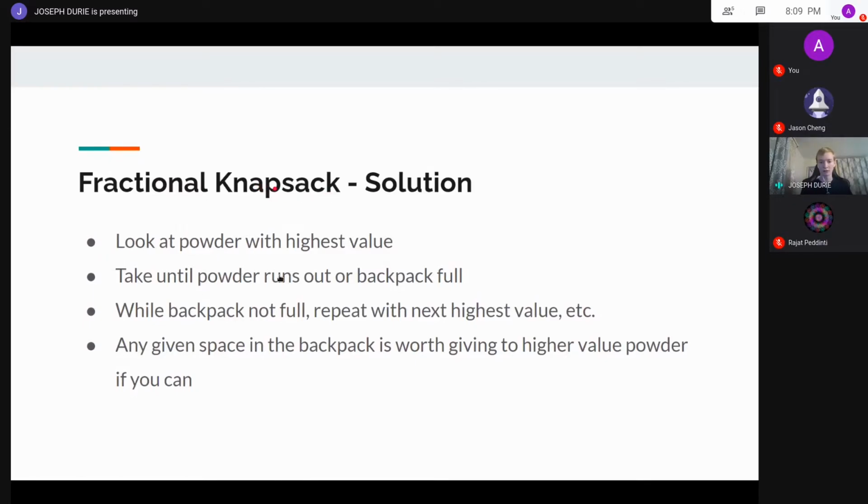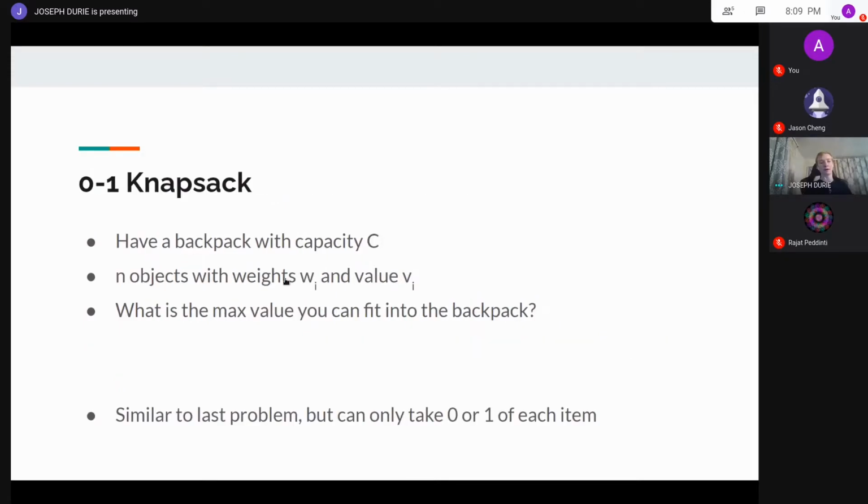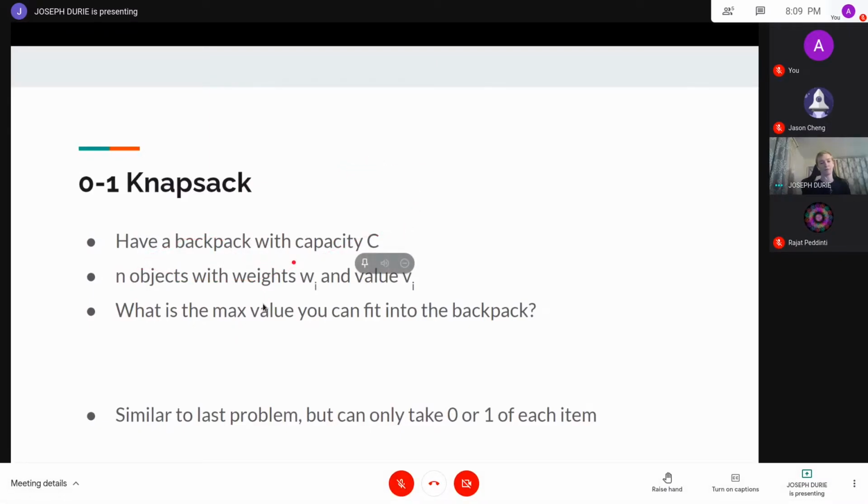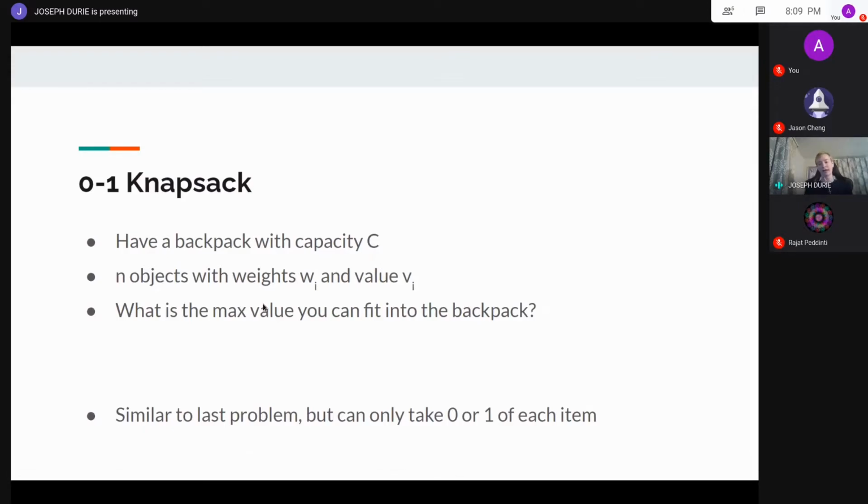All right. So now we can talk about a different version, which is usually the more common version of the problem, which is 0-1 knapsack, where again we have a backpack with capacity C. This time we have n objects with again weights wi, value vi, and we want the max value that you can fit into the backpack again. But the difference here is instead of powders where we can take any fractional amount we want, we have n distinct objects here. So you can't take fractional amounts. You can only take 0 or 1 of each item.